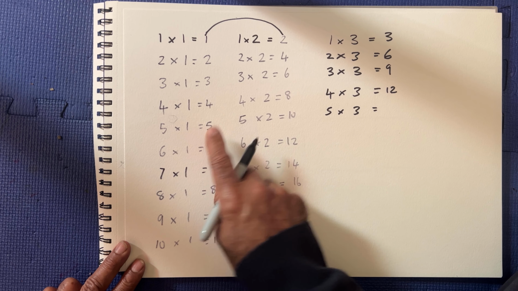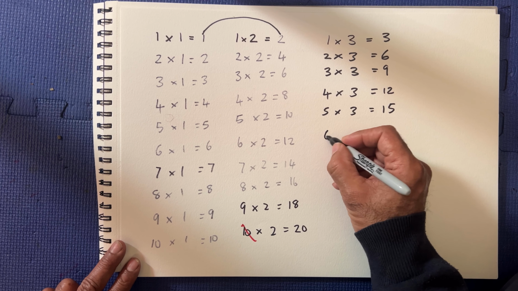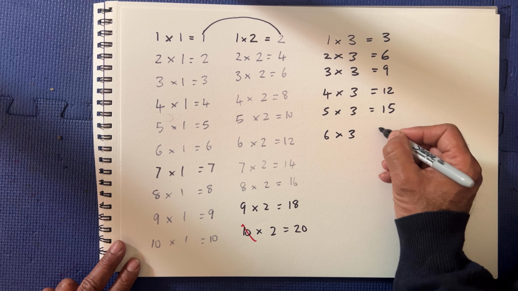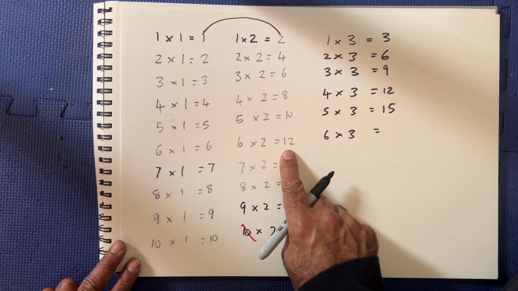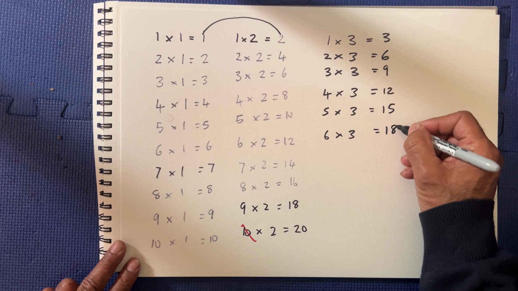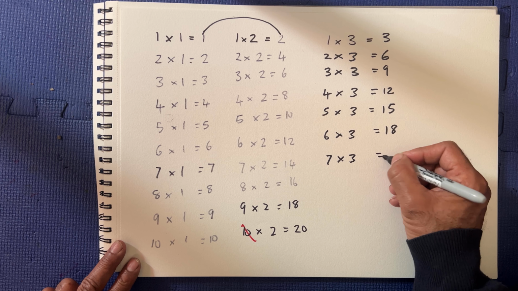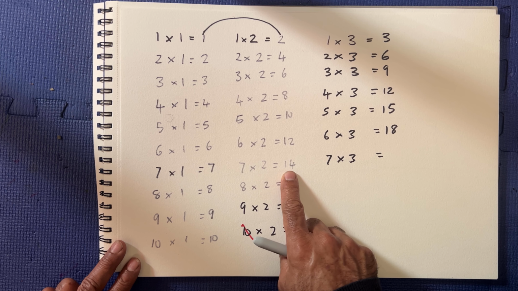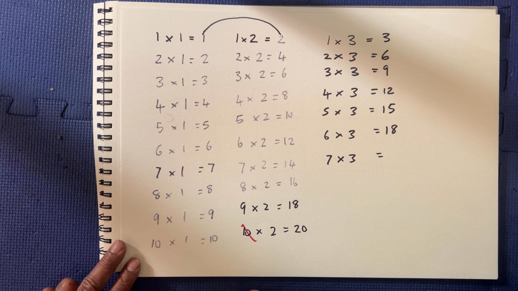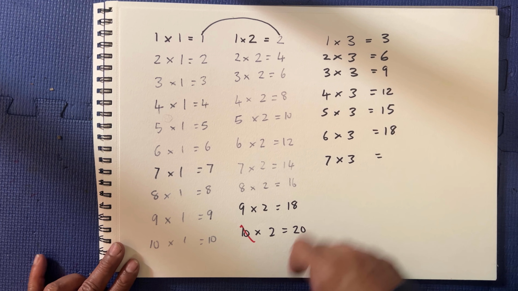10 plus 5. 15. 6 times 3. Easy again. 12 plus 6. 18. 7 times 3. What do you think that's going to be? It's going to be 14 plus 7. So 14, 15, 16, 17, 18, 19, 20, 21.